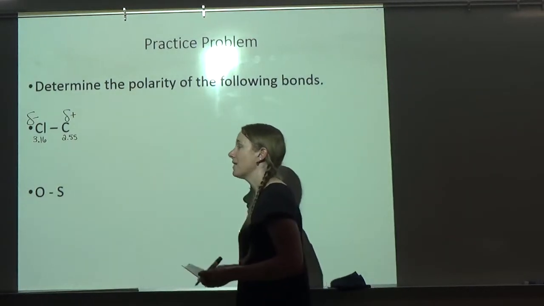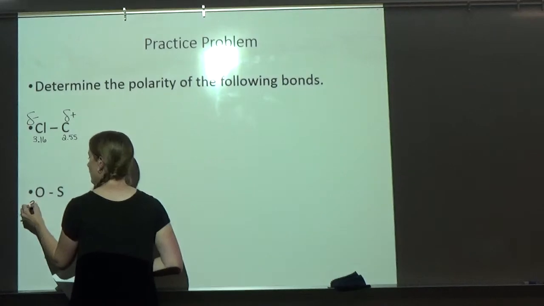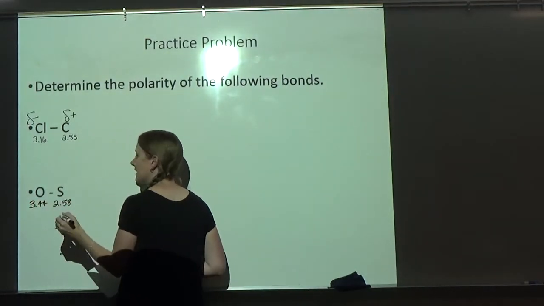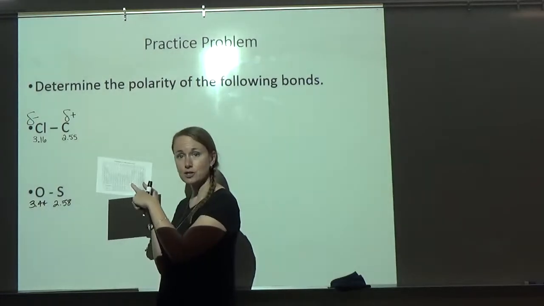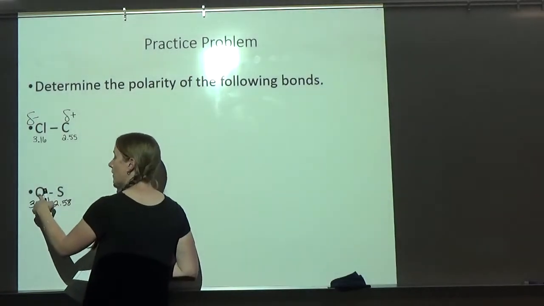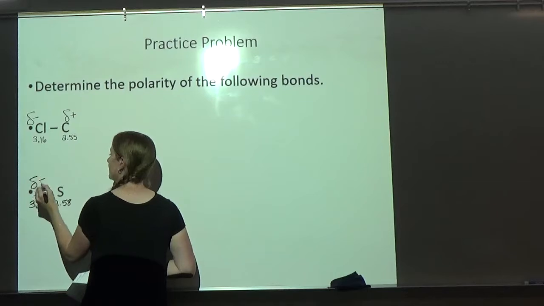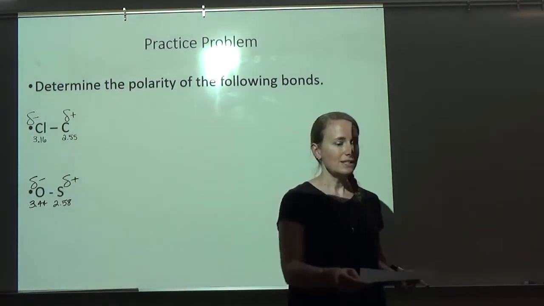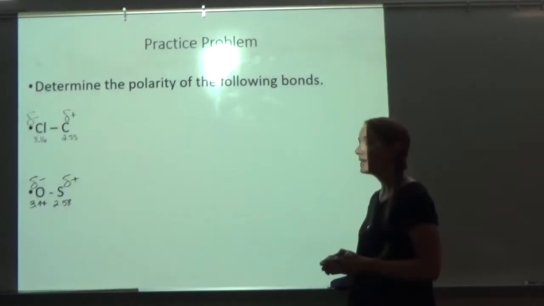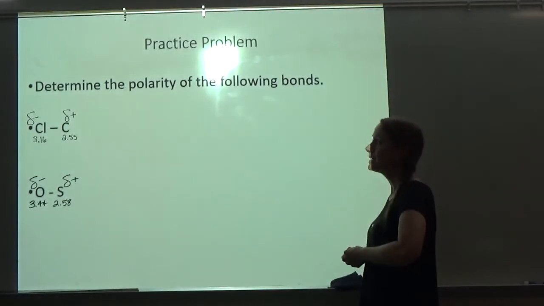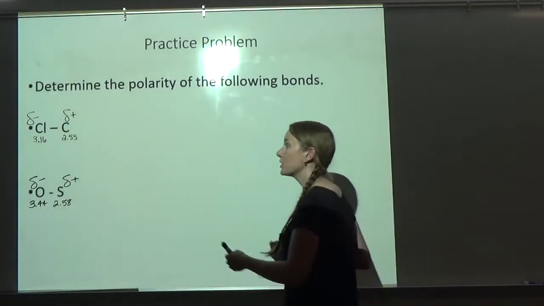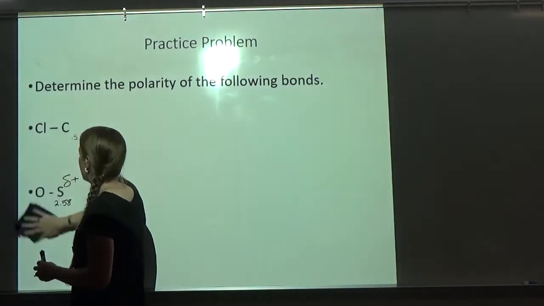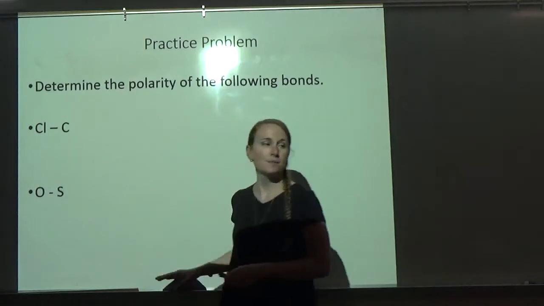All right, and then we have O and S. So O is 3.44, S is 2.58. And again, these numbers are just from an electronegativity chart. Since O has the larger electronegativity, it's partially negative, and S is partially positive. Okay, so again, all you're doing is looking at your electronegativity chart to determine the polarity. And remember, the greater the difference in the two numbers, the more polar the bond, because we'll get to some questions about that.